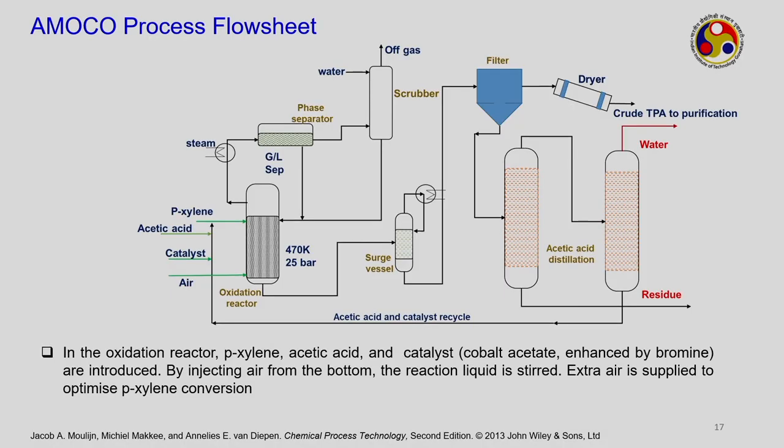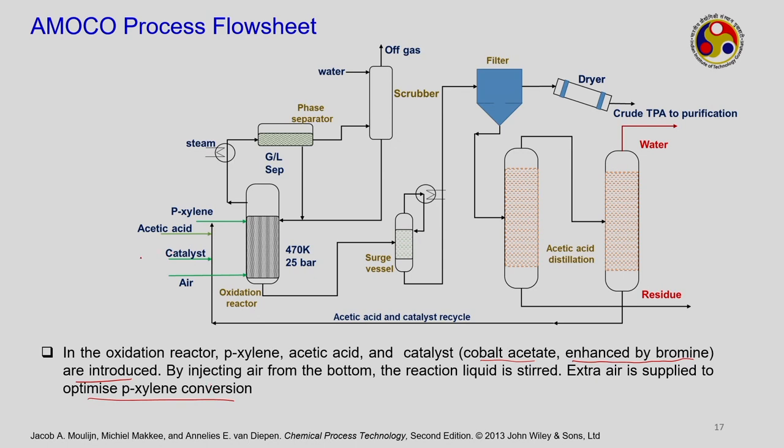Only thing is here, what you see, you have an oxidation reactor, but no esterification. So here there is no esterification happening. In the oxidation reactor, paraxylene, acetic acid, and catalyst. What is the catalyst? Cobalt acetate enhanced by bromine. Okay, they are introduced. By injecting air from the bottom, the reaction liquid is stirred. Extra air is supplied to optimize paraxylene conversion.